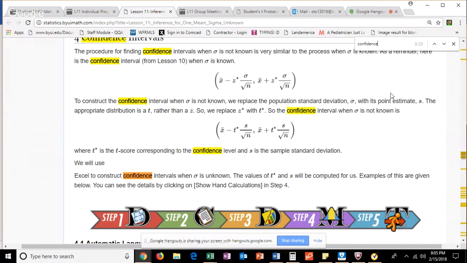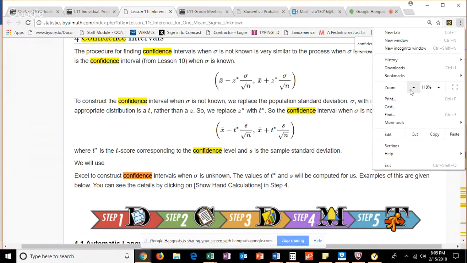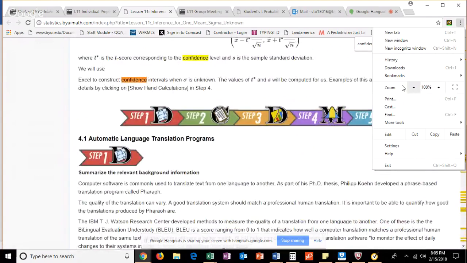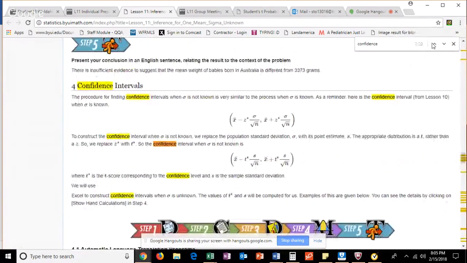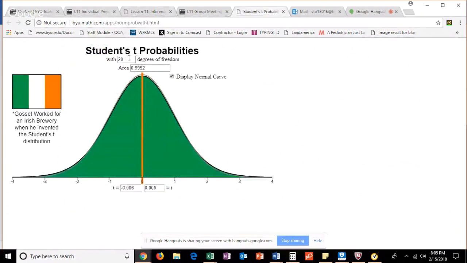The t is 0.006, but then you square that, right? Okay, let's see what happens. I sure wish I had a 10 here. It would be so much better.